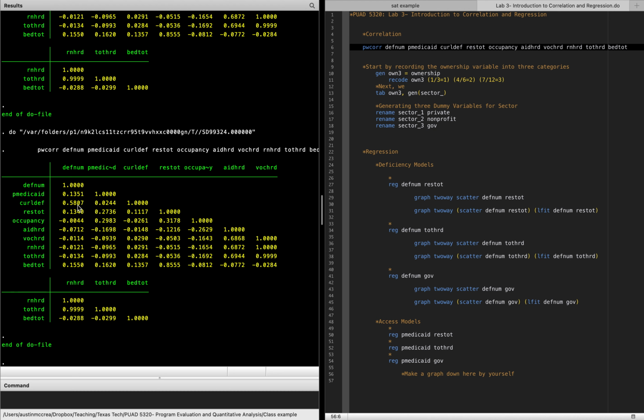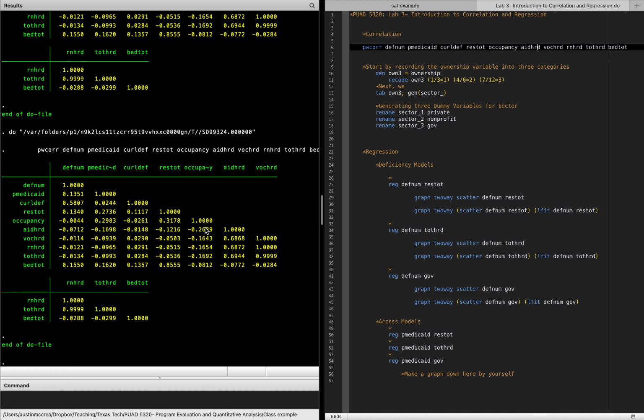Right, so for the number of deficiencies, we can see a strong positive correlation with the number of life safety code violations. We see a modestly strong relationship with bed size. So the more beds you have, the more deficiencies you're likely to have. Now, if we look at the percentage of Medicaid, we can see that the restot variable, so the number of residents, is strongly correlated. Same thing with the occupancy rate. So if you have a higher occupancy rate, chances are you'll have a higher percentage of Medicaid patients.